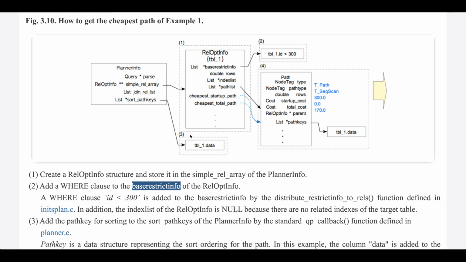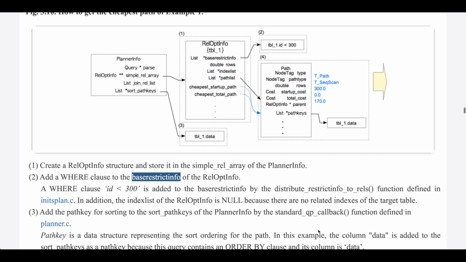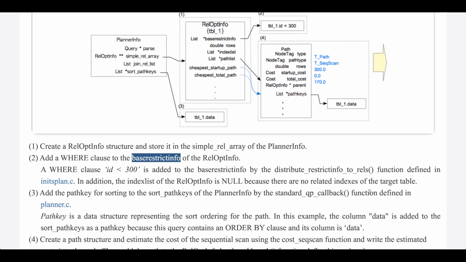3. Add the pathkey for sorting to the sort_pathkeys of the PlannerInfo by the standard_qp_callback function defined in planner.c. A pathkey is a data structure representing the sort ordering for the path. In this example, the column data is added to the sort_pathkeys as a pathkey because this query contains an order by clause and its column is data.